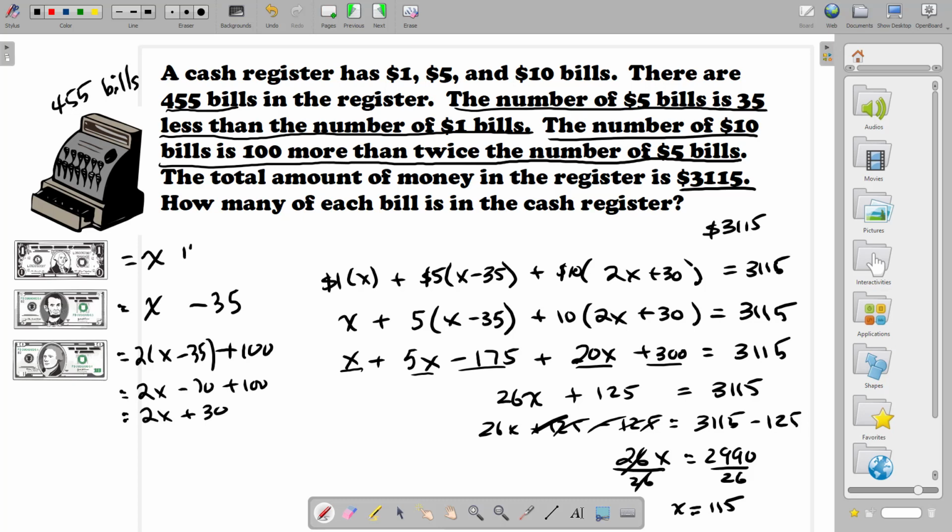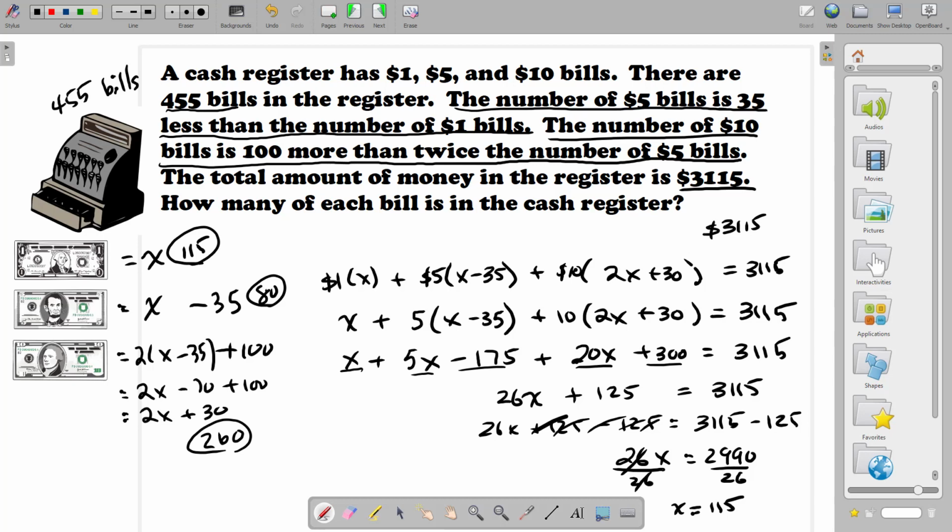So we should have 115 $1 bills. 115 minus 35 is 80 $5 bills. For the number of $10 bills, 2 times 115 is 230, plus 30 is 260 $10 bills.